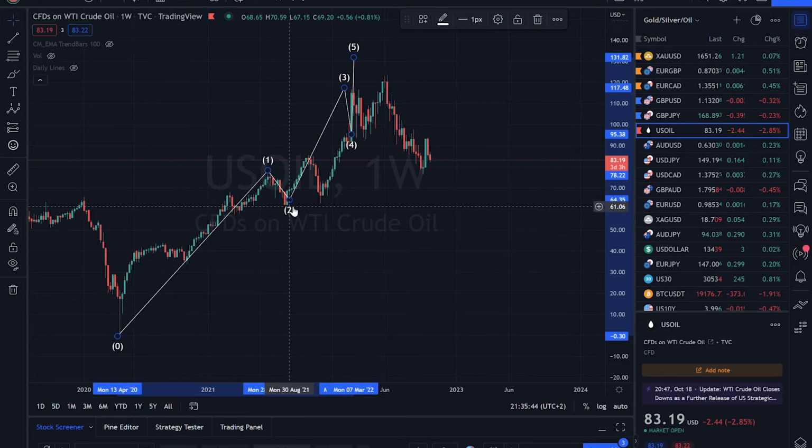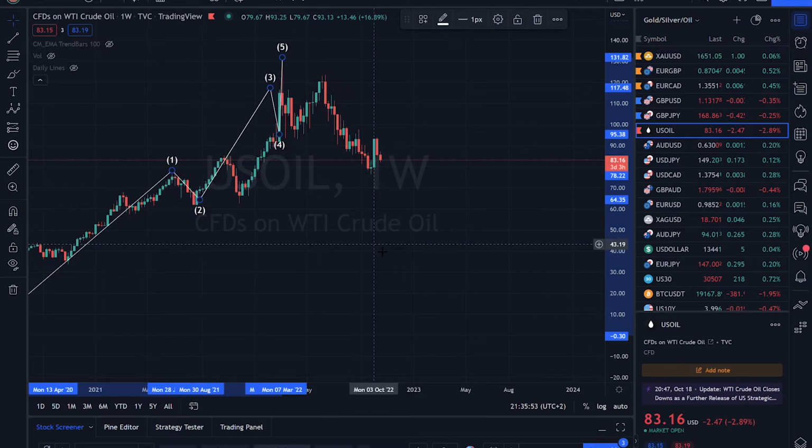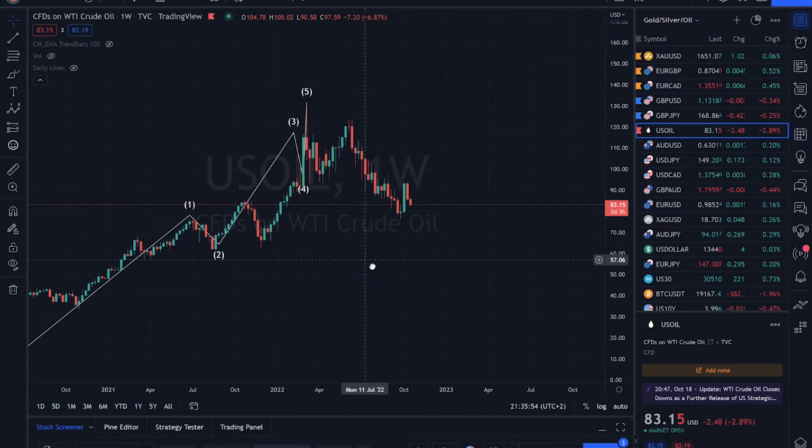1, 2, 3, 4, 5 for the wave 1. 3 waves down for the wave 2, 1, 2, 3, 4, 5 up for the wave 3, down for the wave 4, and then finishing on the wave 5. Now it's important that we get these counts right because it tells us a little bit about the strength of this uptrend, and from what we can see so far, this is a very strong uptrend.